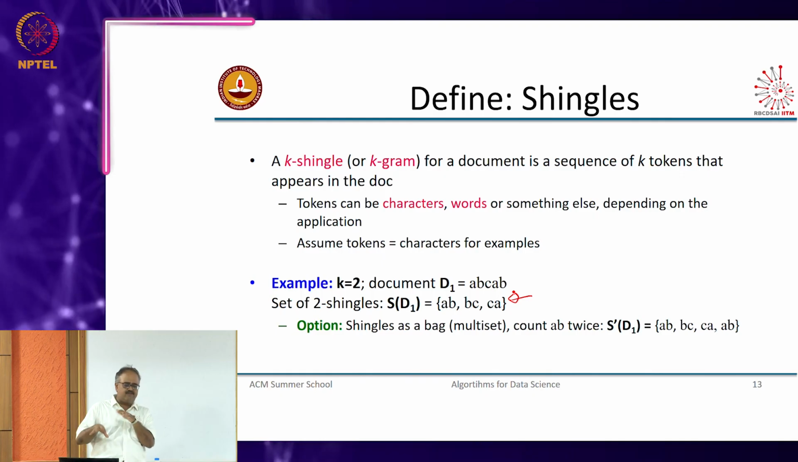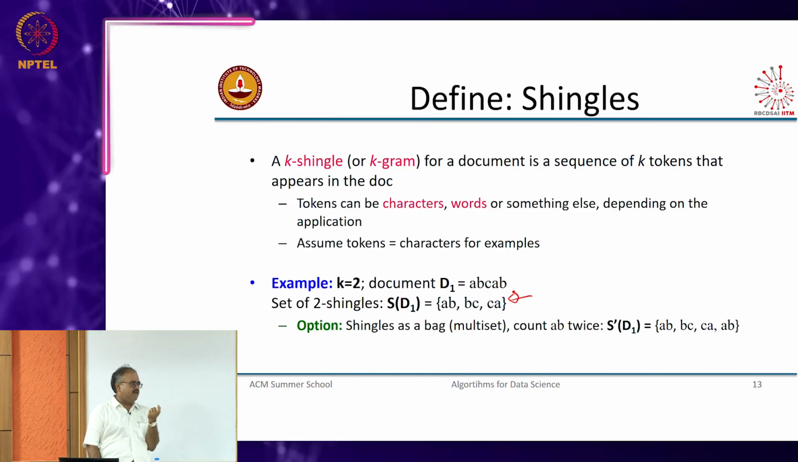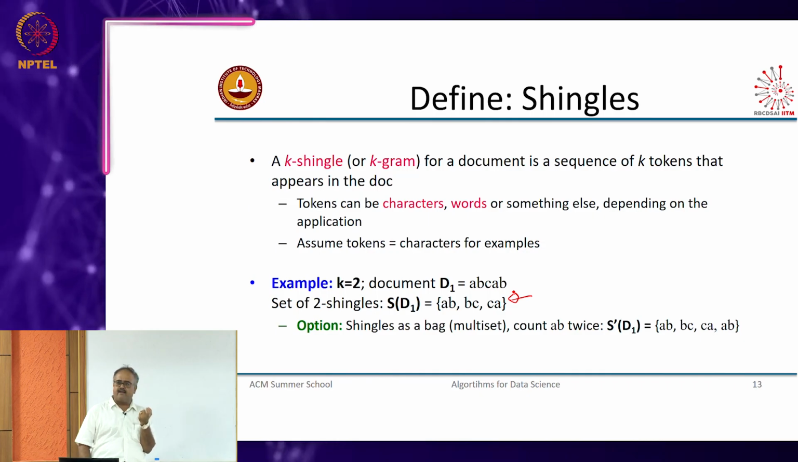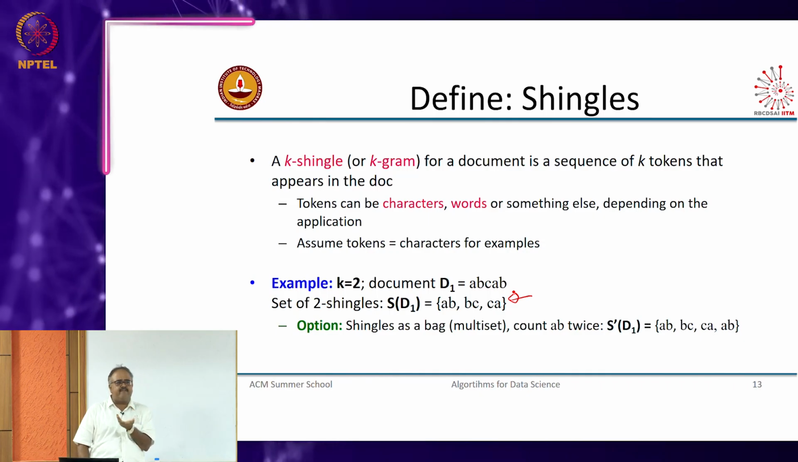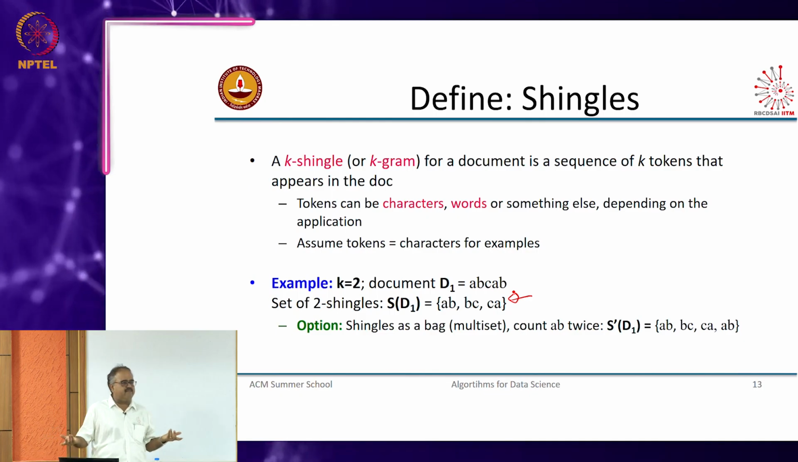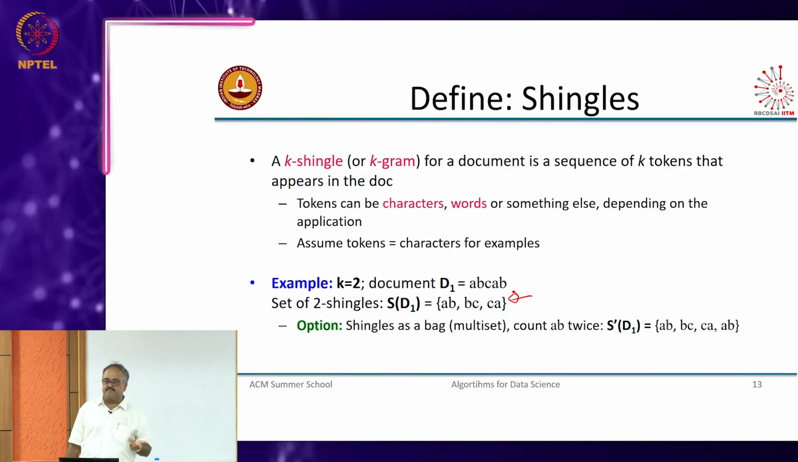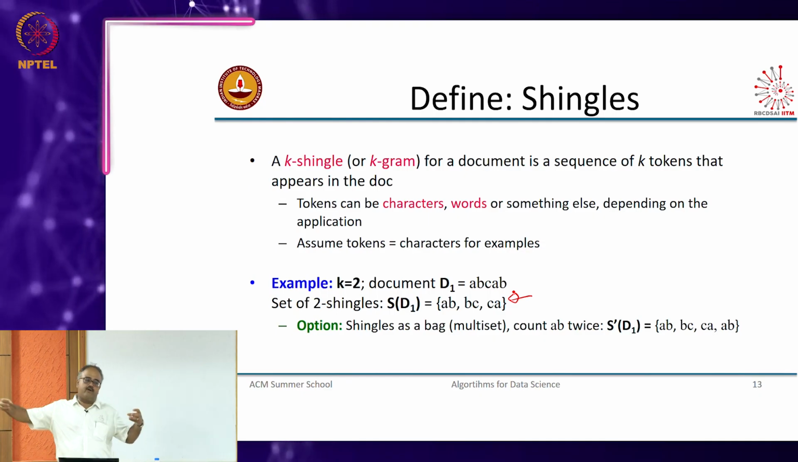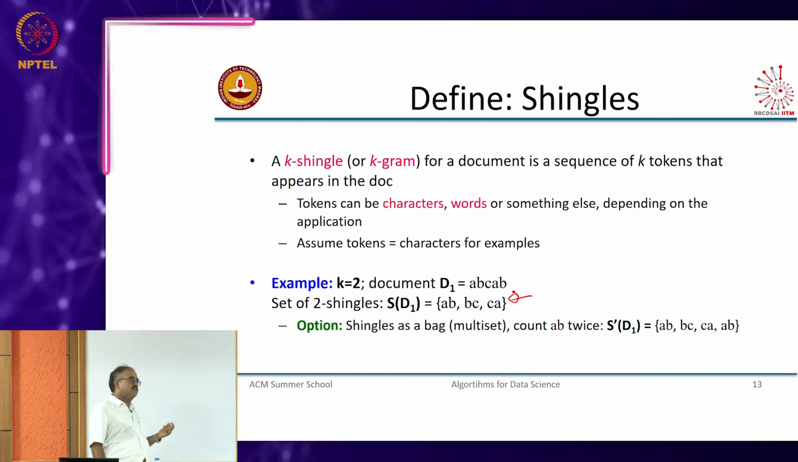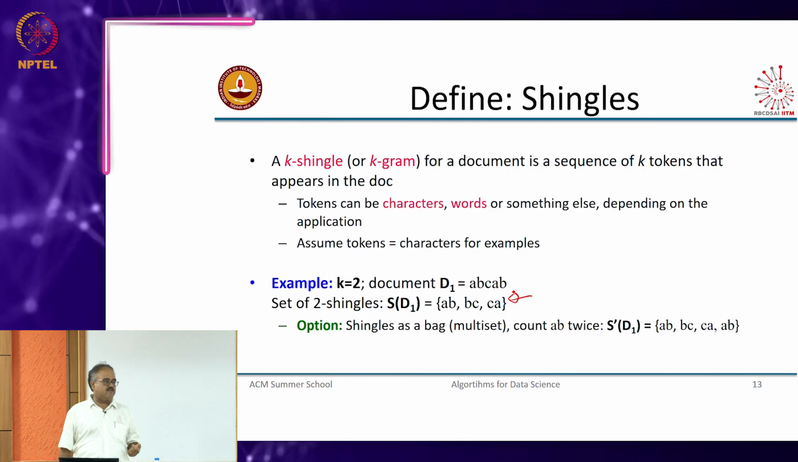Very short shingles are okay for illustration purposes, but a very short shingle is not very useful. Why? Because literally it's saying every pair of characters. You are going to find every pair of characters in every document. It's not a very discriminative representation. So typically people actually look at much longer shingles. They talk about shingles of length 9 or 15. So it's like 9 characters or 15 characters and so on and so forth.